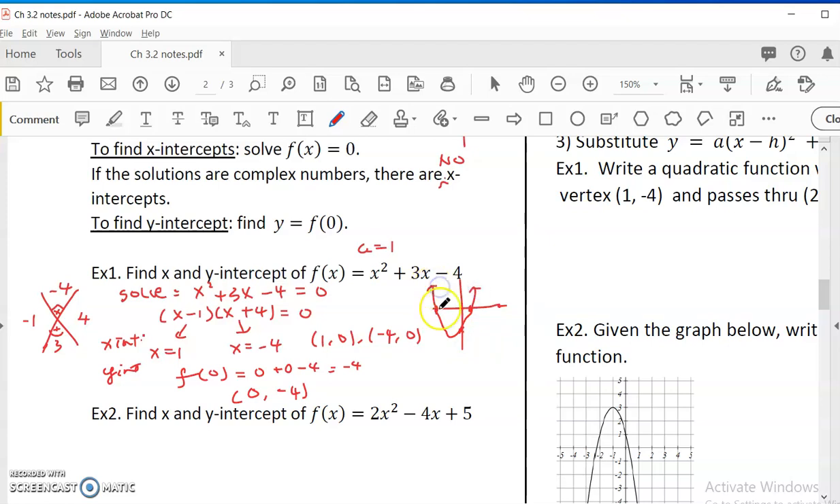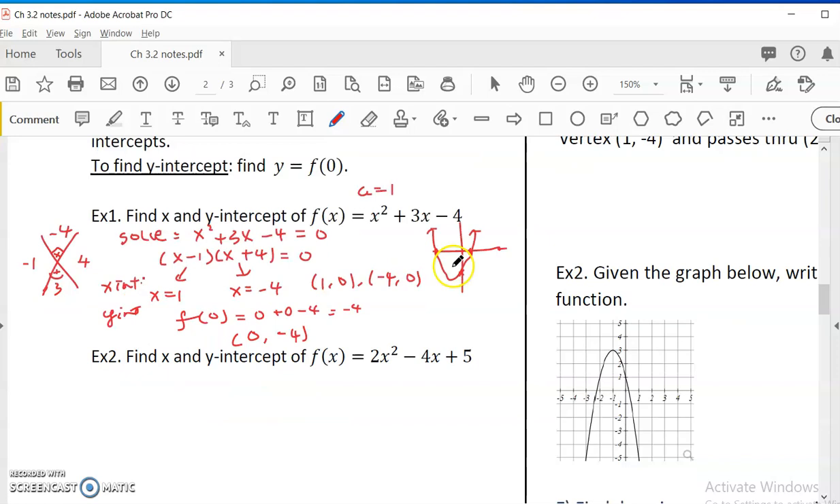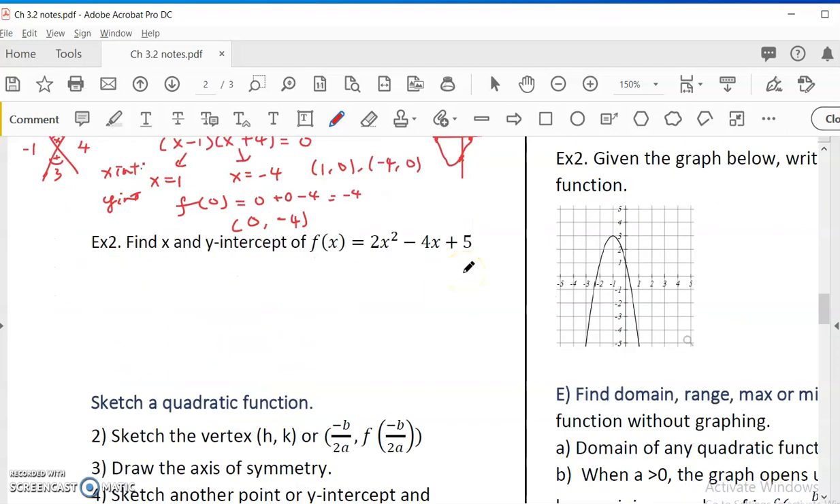This is not the vertex. The vertex is actually halfway between the two x-intercepts. You can use the two x-intercepts to graph, although you would not know how low the vertex goes, so you have to plug it in.